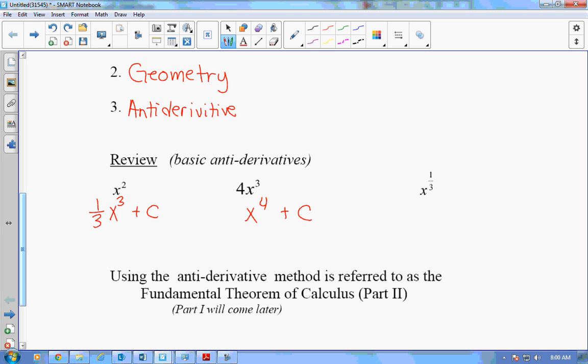Okay? What about x to the 1/3 power? Okay, so the exponent has to increase, so 4/3. When we take the derivative, it decreases by 1. When we do the antiderivative, it increases by 1. Plus c. So if I bring down the 4/3, though, I don't get that. So we're going to need a coefficient. So if I bring down the 4/3 and multiply by 3/4, the 4's cancel out and the 3's cancel out.